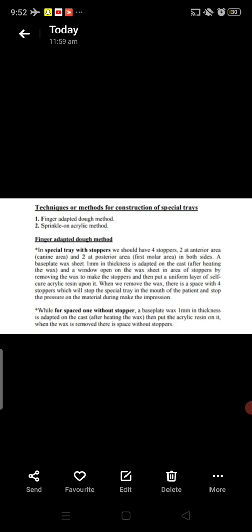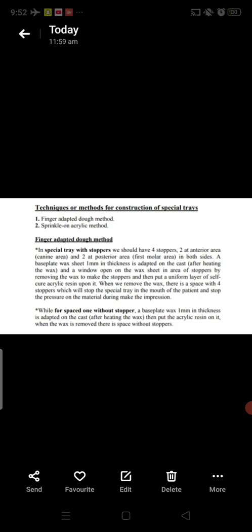Now come to the technique or method for construction of special tray. What are the techniques or methods for construction of special tray? There are two methods. Number one is the finger adapted dough method. Number two is the sprinkle on acrylic method. But the sprinkle on acrylic method is rarely used. We mainly use the finger adapted dough method. Now, come to the first, the finger adapted dough method.